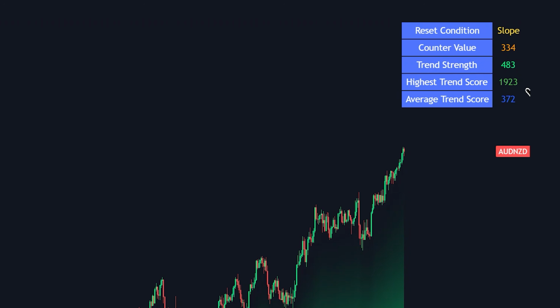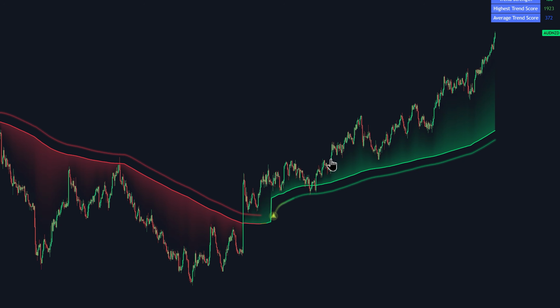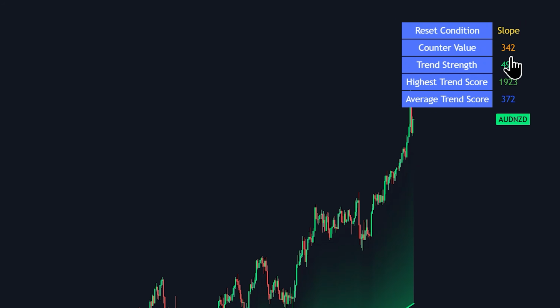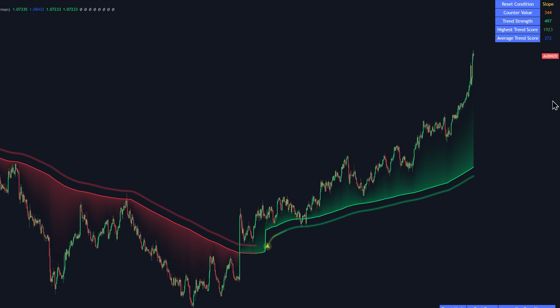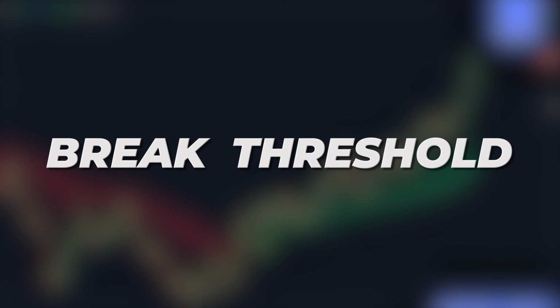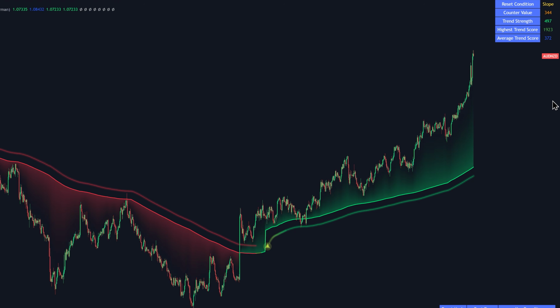The counter value is basically the age of the trend. It counts how many bars the current trend has been running since the last reset. A low counter, like 10, means the trend is young or the market has been flipping a lot. A very high counter, like a few hundred, means the trend has been persistent for a long time. The script even lets you set a break threshold where, if the counter gets too high, the moving average will reset and contract to become more reactive again.